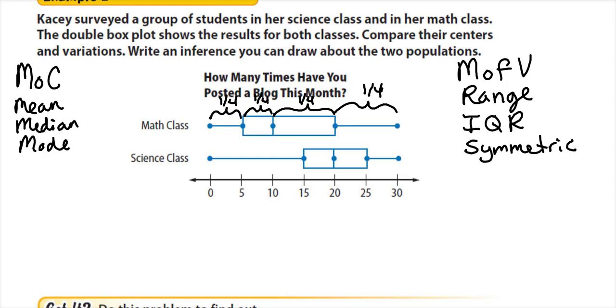Now some of these are good to pick every time, some of them aren't. Like on the first one here, we all know how to find the mean, which is add up all the numbers and divide by how many there are. Well, the problem is we have a box plot. We don't know how many numbers are here. We just have random dots all over the place. So for this one, we either need to use the median or the mode.